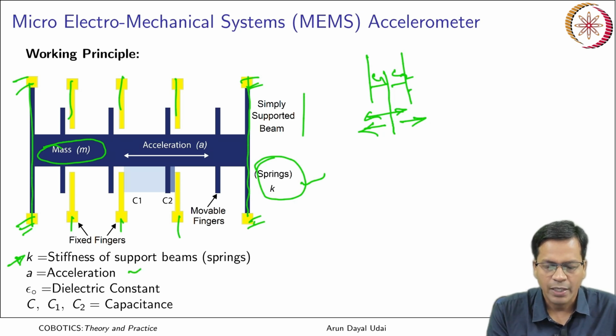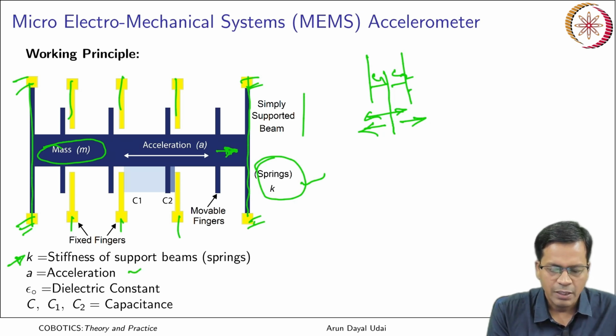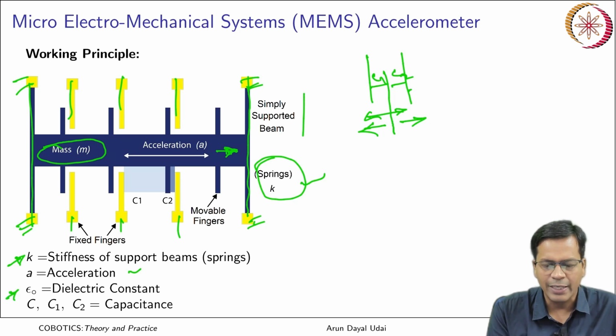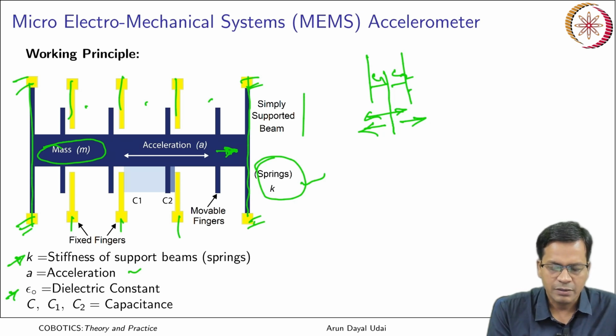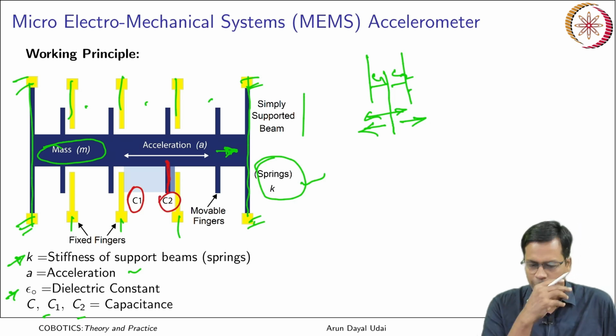A is the acceleration of this mass, which is a proof mass. Epsilon 0 is the dielectric constant of the medium which is present here in these spaces, white spaces. C1 and C2 are the capacitance of two sides of the beam, this comb. So this side has C1 and this side has C2 capacitance.